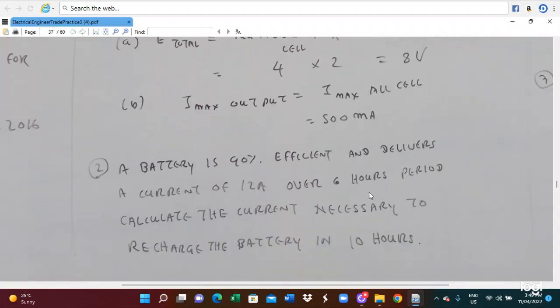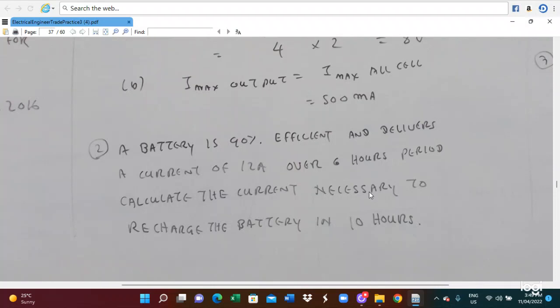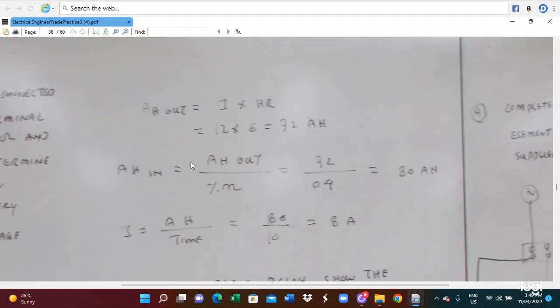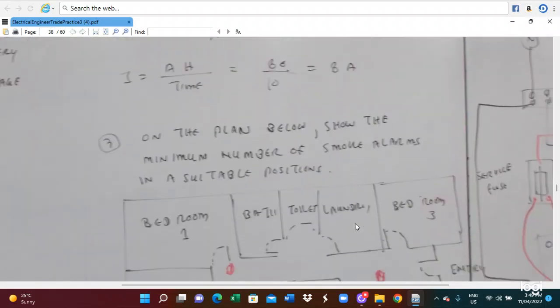If the battery is 90% efficient and delivers a current of 12 amperes over a 6-hour period, calculate the current necessary to recharge the battery in 10 hours. In this case, ampere hours: 12 times 6 is 72 ampere hours. Ampere hour input equals ampere hour output divided by the efficiency, so 72 divided by 0.9, you get 80 ampere hours. Then I is ampere hours divided by the time, so you get 8 amperes.